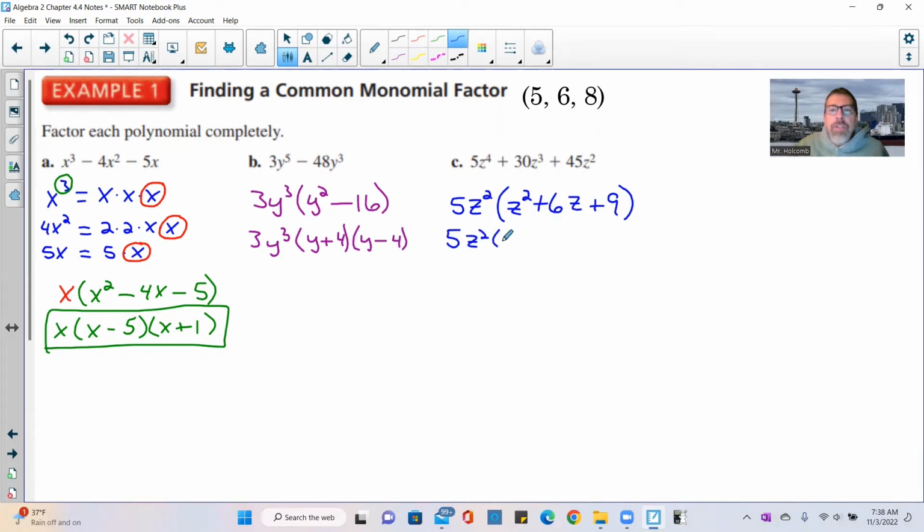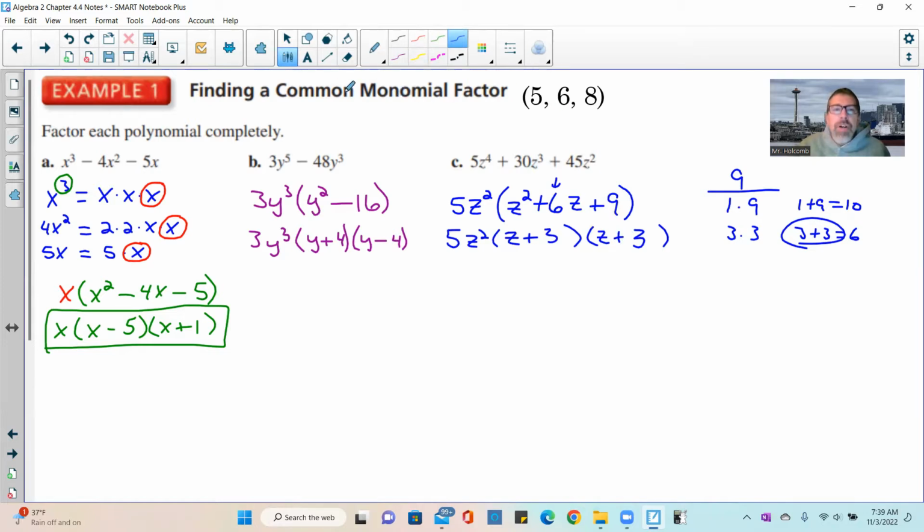And now I'm going to look for factors. I can factor this because I can see that factors of c will add up to b. They're all positive, everything's positive here. And what are factors of 9? Let me just do that off to the side in case it's not clear. 9 is 1 times 9 or 3 times 3. I need the factors of c that add up to b. And b is 6, so I want my 3's. So it's going to be z plus 3, z plus 3. So this factored out is 5z squared times z plus 3 times z plus 3.